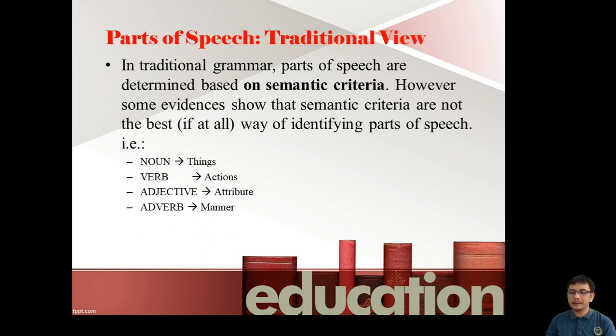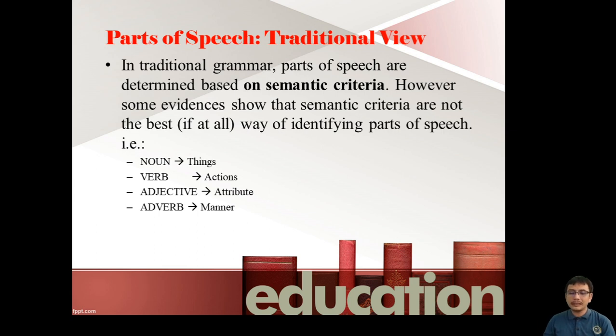In traditional grammar, parts of speech are usually determined based on semantic criteria, based on meaning. For example, we conventionally say that nouns refer to things, verbs refer to actions, such as jump, write, and so on. Adjectives refer to attributes of something, and adverbs usually refer to manner, for example, walk quickly, dance beautifully.